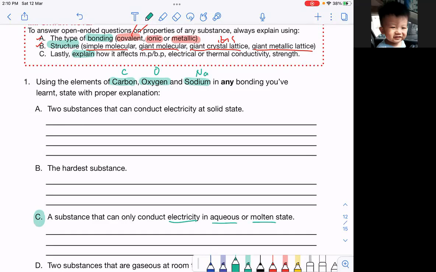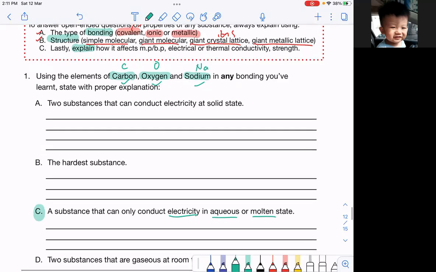It must be ionic. Then I look at the question, what ionic compound can I make up of CO and Na? I must have metal, non-metal. So you can answer this also. I don't even know, is this in the question? It doesn't matter, but you can answer. So out of CO and Na, how do I make up an ionic compound?